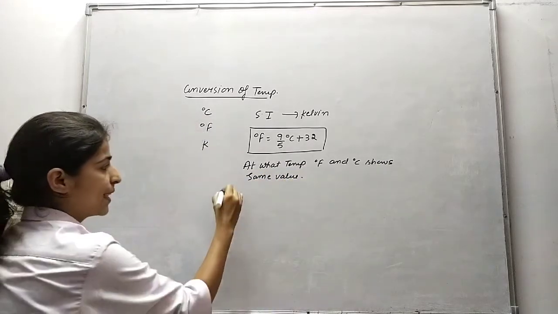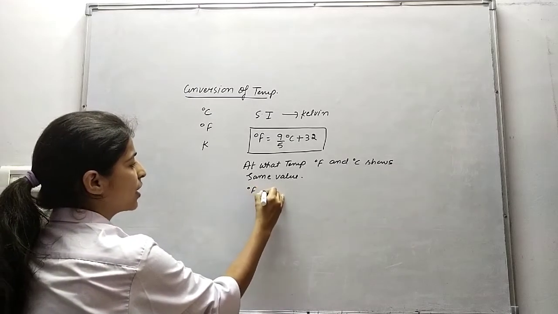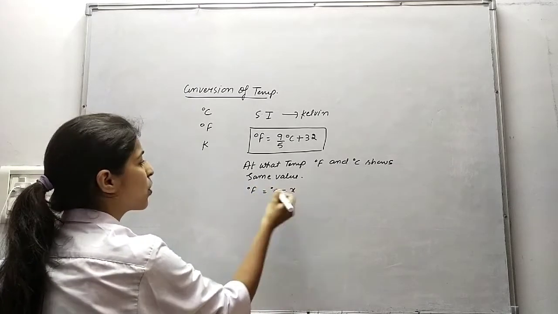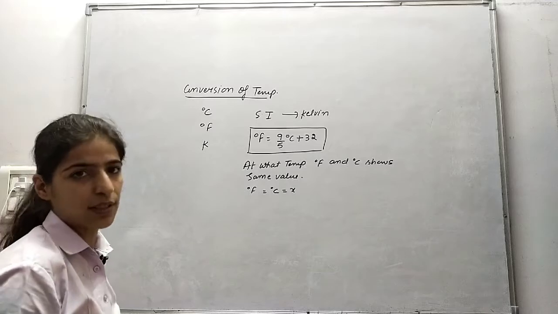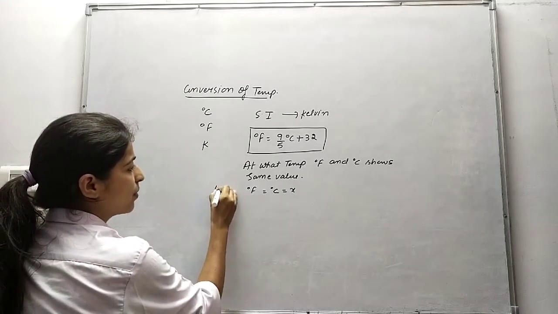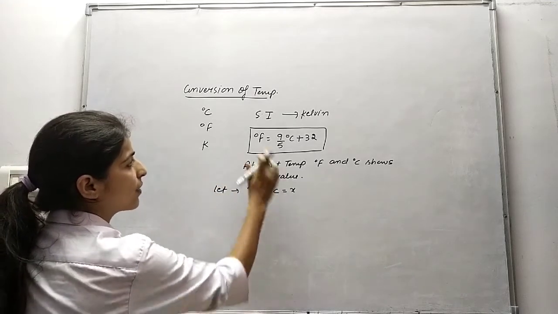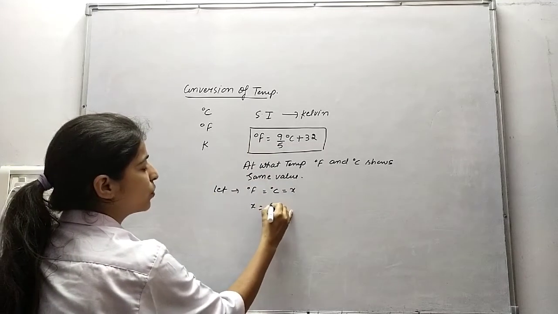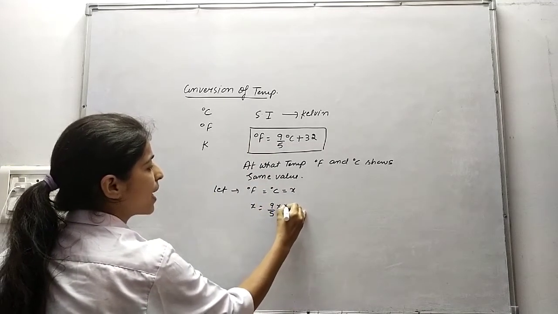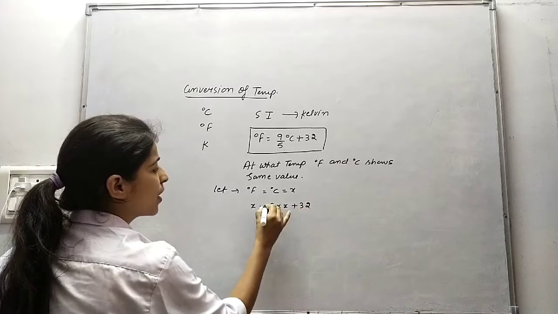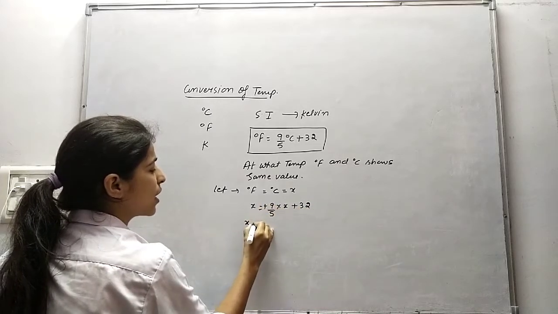Fine. Let us suppose degree Fahrenheit and degree Celsius will be equal to x because their value is the same. Fine. So we let it be x. Now putting the x here, x is equal to 9 by 5 multiplied by x plus 32. Here it is a plus. When it goes to the other side, it will become minus.